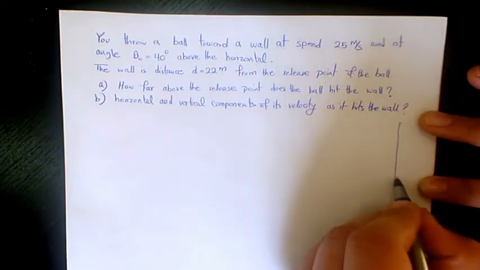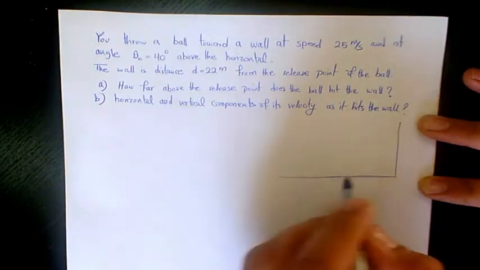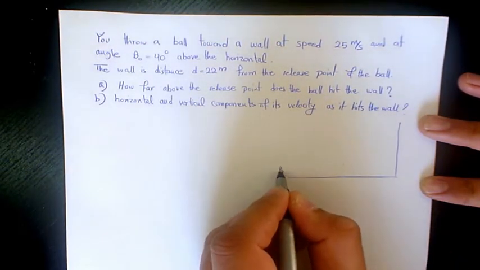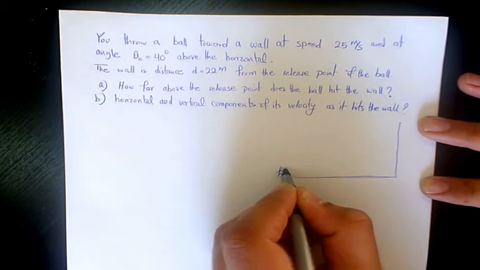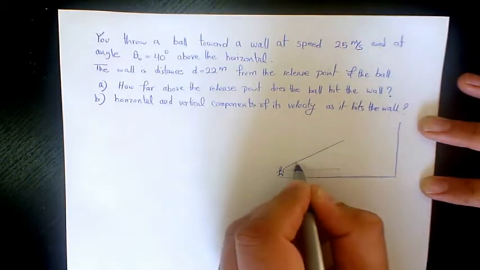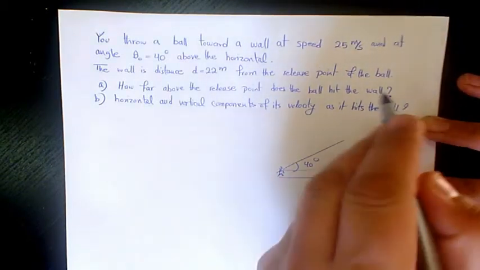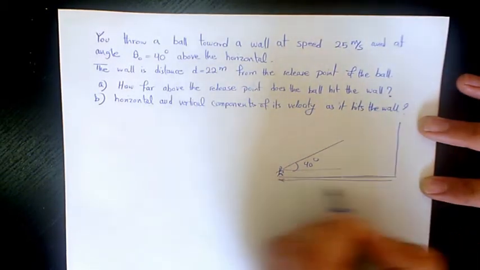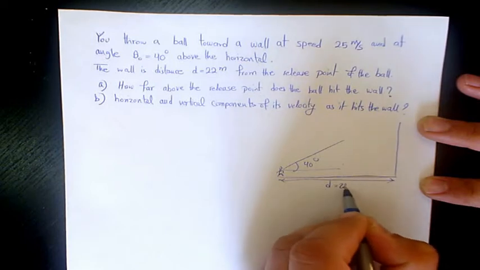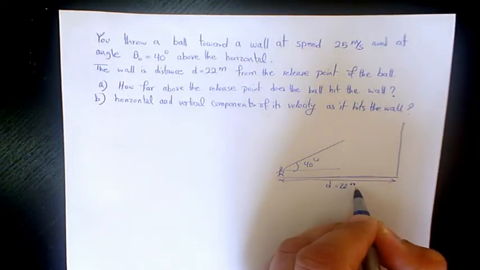So it's pretty much something like this. You throw the ball, that's 40 degrees, velocity is 25, and here is the distance, which is 22 meters.